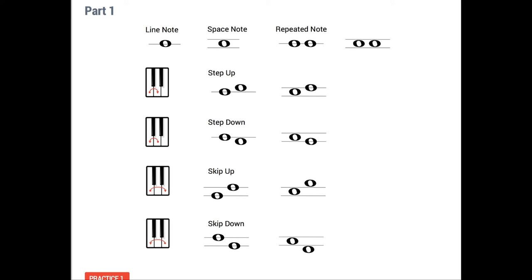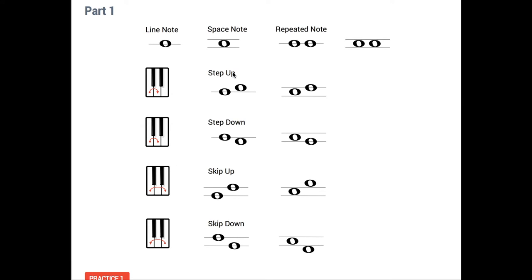This time, we're going to learn how to read a note on a line. If a note is on a line, we call it a line note. If a note is between the lines, we call it a space note, since the note is on the space. If any two notes are on the same line or on the same space, then we call it a repeated note. If you see music like this, on the same line or on the same space, that means you play the same note again.